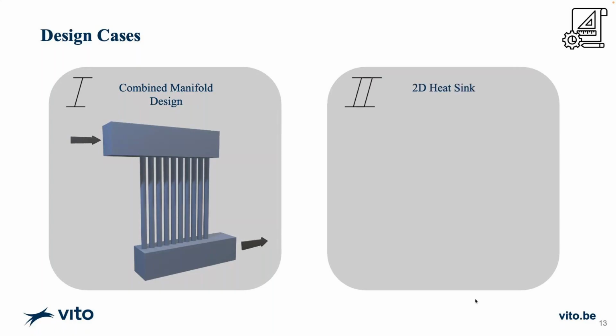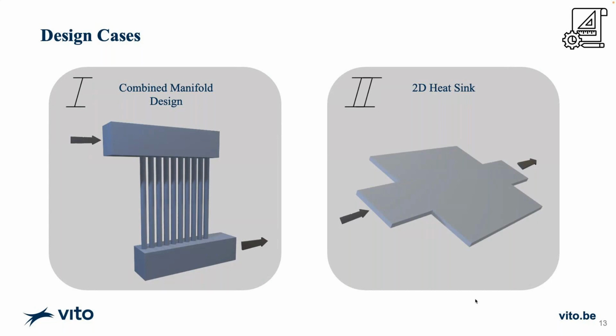And for the second design case, we are considering a heat sink. So you have flow coming in and you have, let's say, power electronics or batteries, and you want to cool the surface down and the fluid exits. In this case, we only consider 2D.